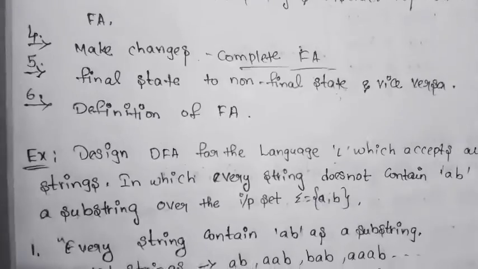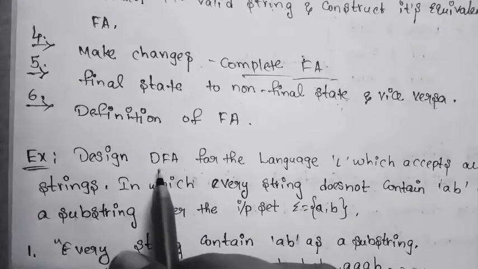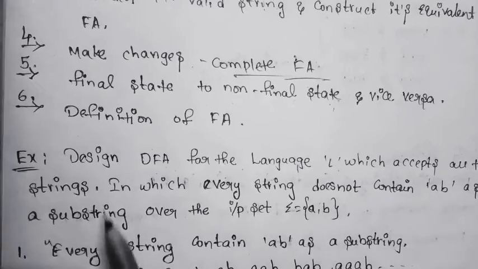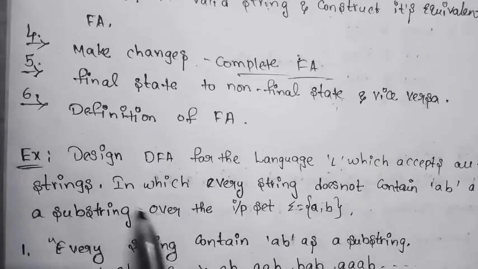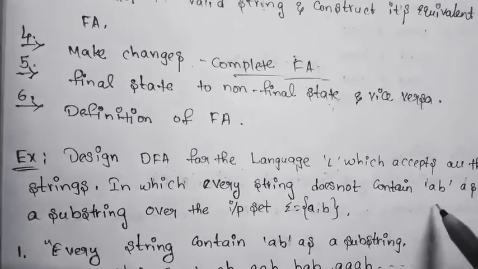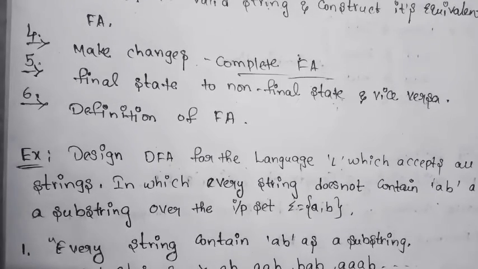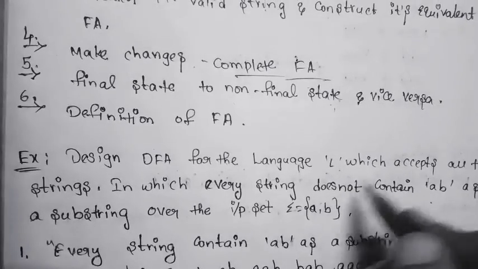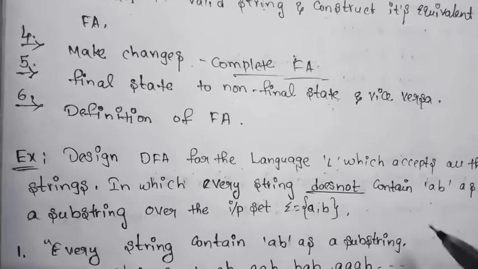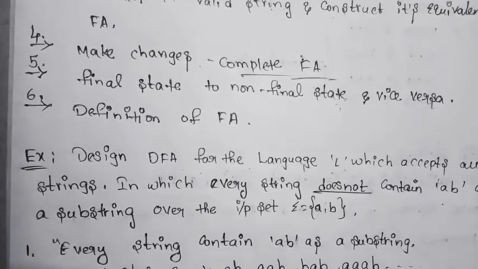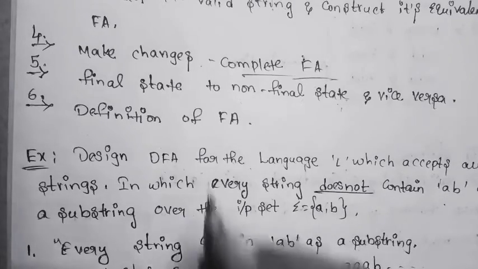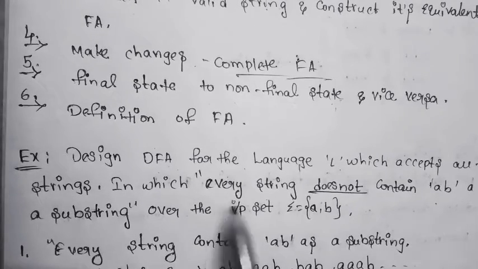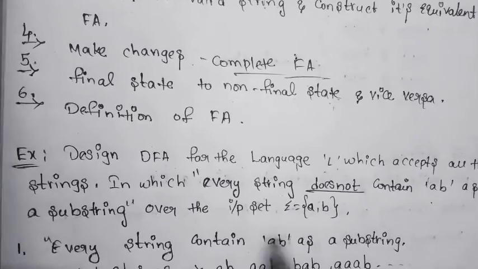Let us take one example: design a DFA for the language L which accepts all the strings in which no string contains AB as a substring, over the input set sigma equals {A, B}. Whenever we find "does not" in the question, meaning a question in negative form, these all belong to negative questions. Here I highlighted this line in a different color: every string doesn't contain AB as a substring.